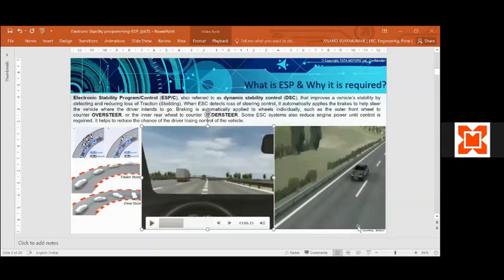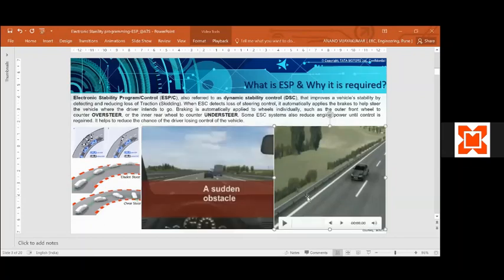Okay. This is a typical scenario that happens in normal driving. In this scenario, the ESP is taking over. We have seen both without ESP and with ESP how the difference is, and how the ESP is controlling.